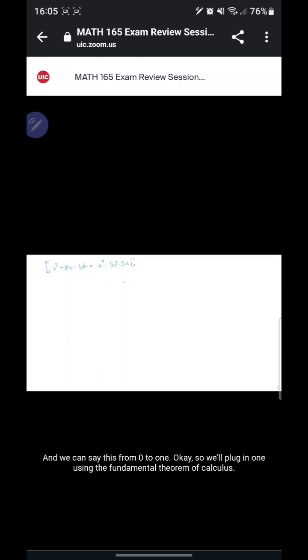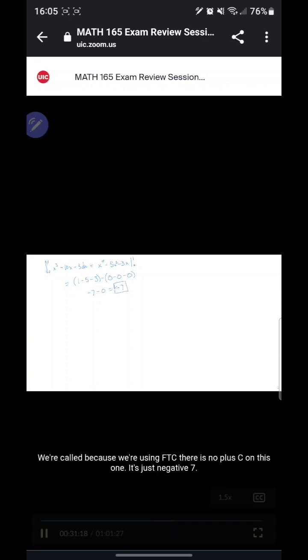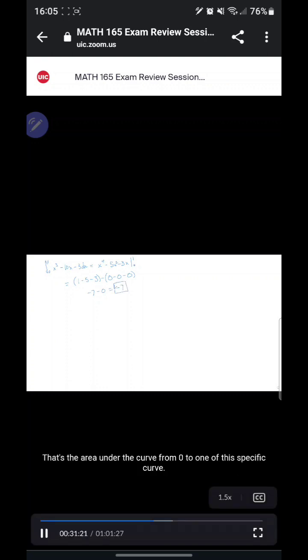Okay? So we'll plug in 1 using the fundamental theorem of calculus. We'll have to plug in 1 and subtract when we plug in 0. So this is going to be equal to 1 minus 5 minus 3. And then we subtract 0 minus 0 minus 0. So what we really have on this side is 1 minus 8, which is just negative 7, minus 0, which is just going to give you negative 7. Recall, because we're using FTC, there is no plus c on this one. It's just negative 7. That's the area under the curve from 0 to 1.